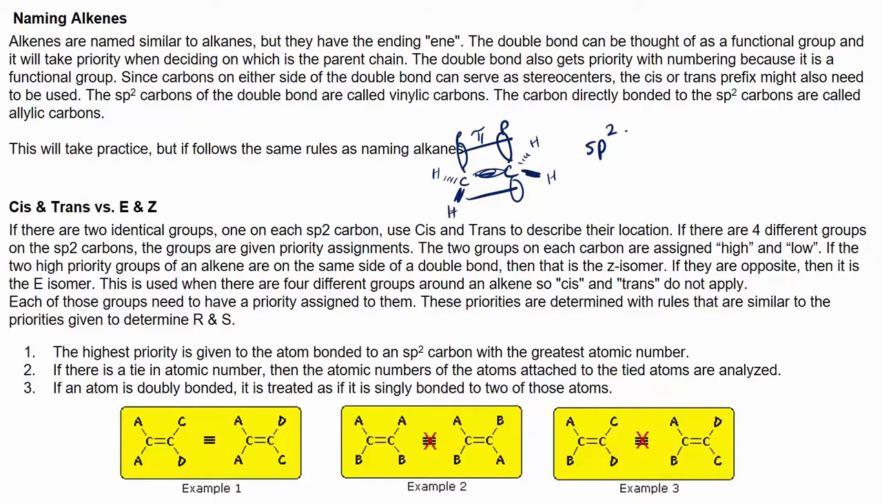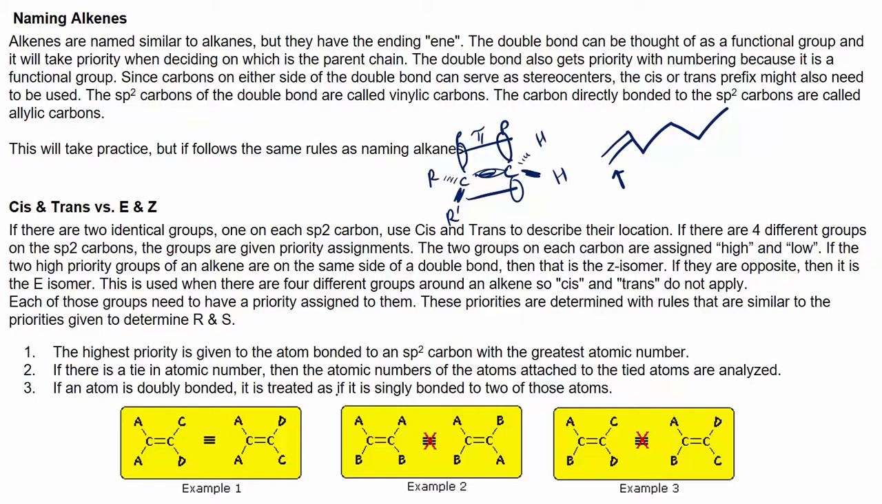Now, if there are two hydrogens and they're on the same side of that pi bond, then we have what's called the cis isomer, and we saw this in a previous module. If those hydrogens are on opposite sides of that double bond, then we have what's called the trans isomer. Now, if those two hydrogens are on the same carbon, then you have a terminal alkene. Terminal means it's at the end of the chain. So this is a terminal alkene.